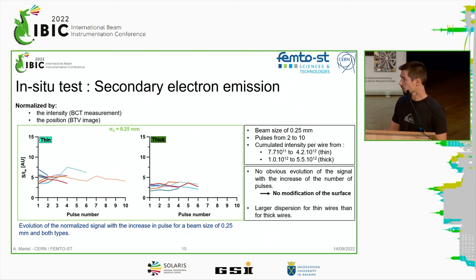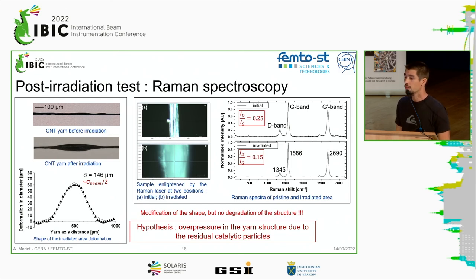But surprise, when we took the sample after the test, we observed a very major deformation where the beam impacted the wire. And this deformation has the shape of a Gaussian profile with a sigma nearly equal to half of the beam size. So this is interesting. We performed Raman spectroscopy on two different sites, on the pristine area and in the middle of this deformation. And the decrease of the ID/IG ratio indicates that there is a decrease of the number of defects. That's something surprising. So the wire got cleaner after the tests.